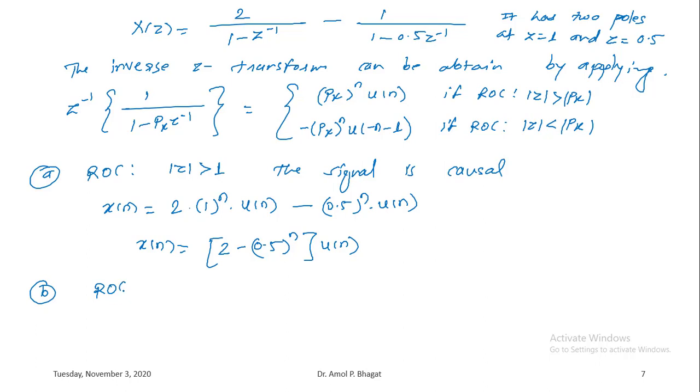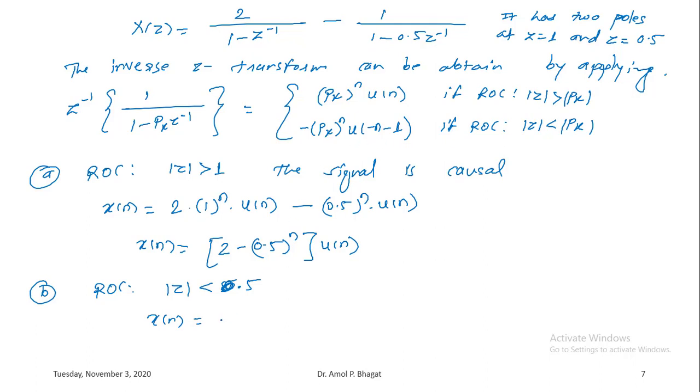So the ROC is mod z less than 0.5. So the signal is anti-causal, right? Here you can write x of n for mod z less than 0.5. Since it is less than 0.5, that means it is less than 1 as well as less than 0.5, right? So in both cases this second form will be applicable.